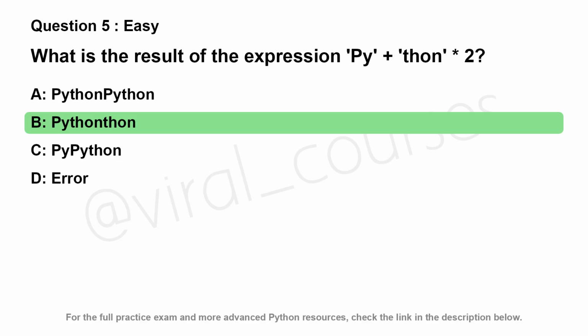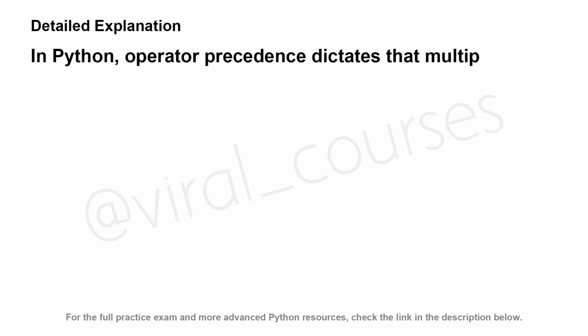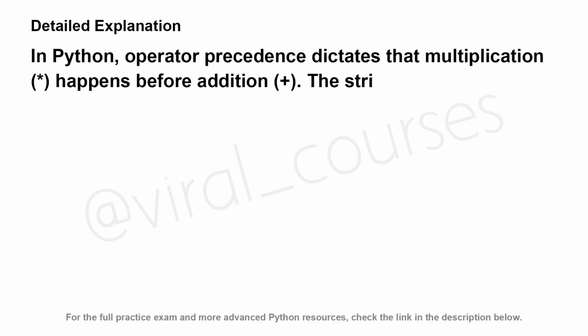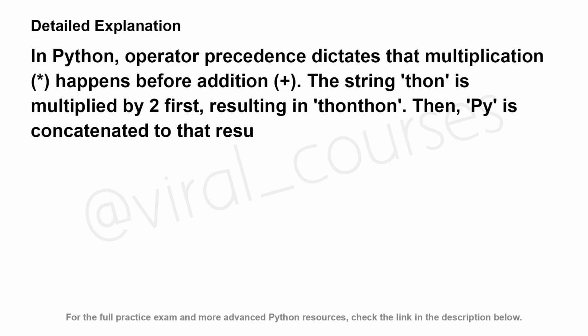The correct answer is B. In Python, operator precedence dictates that multiplication happens before addition. Therefore, the string 'thon' is multiplied by 2 first, resulting in 'thonthon'. Then 'py' is concatenated to that result, giving 'pythonthon'.